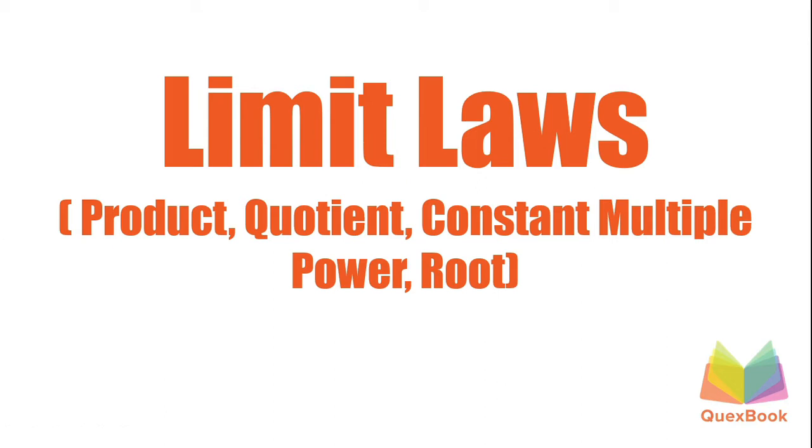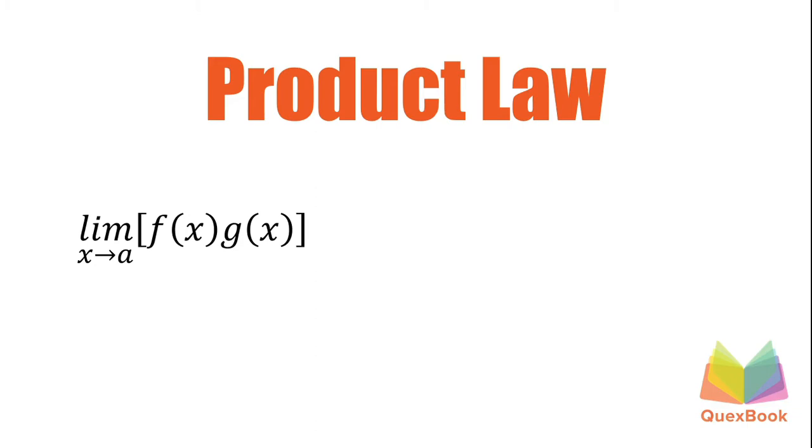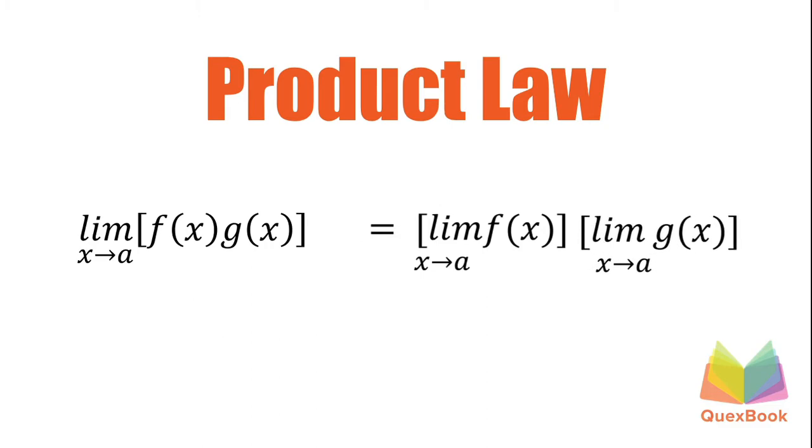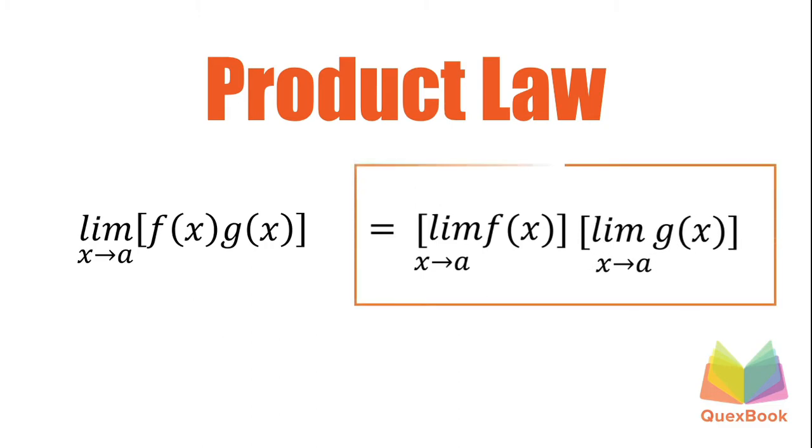And for the product law, it states that for the limit of a function that involves the product of two or more factors, we can just take the limit of each factor and then multiply the results together after. But given that the limit for these terms exist. Okay, so let's have our first example.